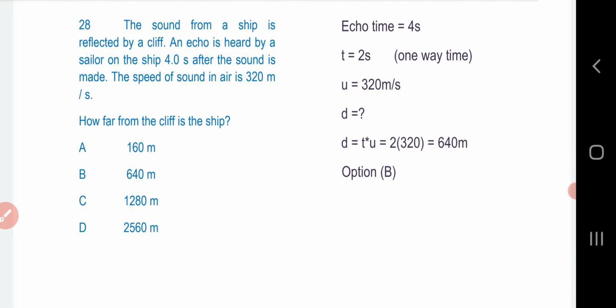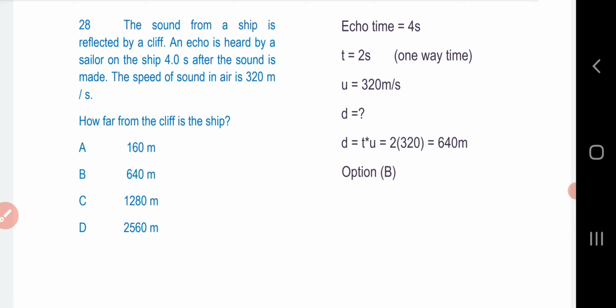Question number 28. The sound from a ship is reflected by a cliff. An echo is heard by a sailor on the ship 4 seconds after the sound is made. The speed of sound in air is 320 meters per second. How far is the cliff from the ship?